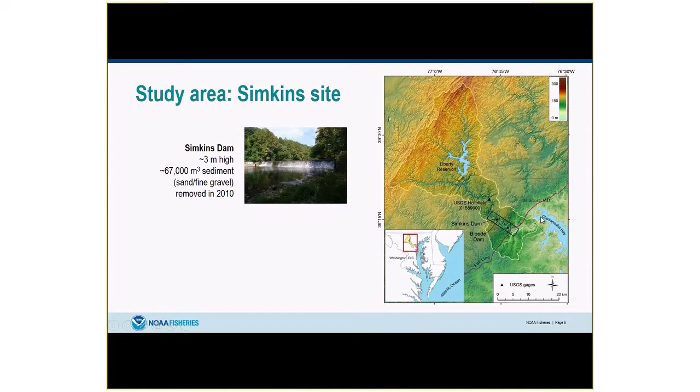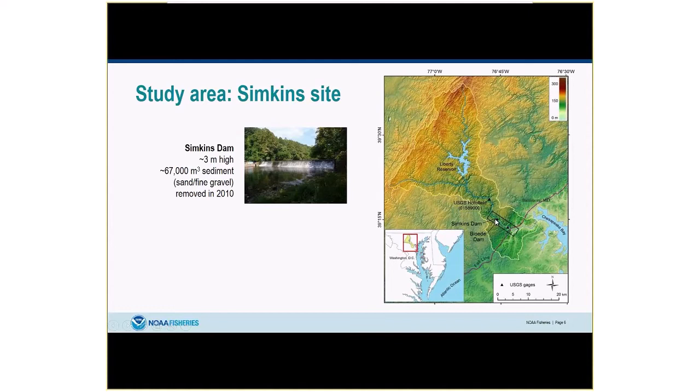The Simkins Dam was about 20 river kilometers upstream from Chesapeake Bay, so my cursor is pointing to it right now. It was about 3 meters high. It stored about 70,000 cubic meters of sediment, which is mostly sand and fine gravel, and it was removed in 2010.